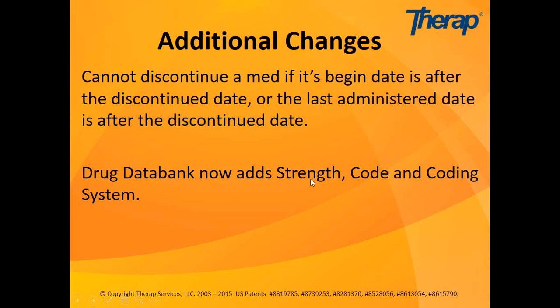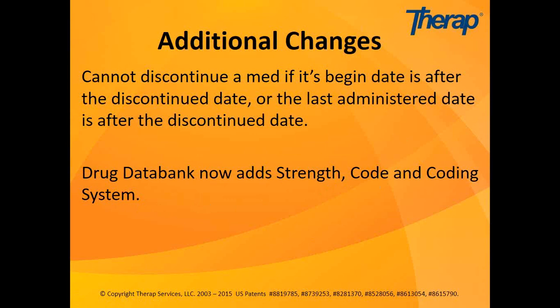The drug data bank is now going to add strength, code, and coding system automatically. When you look up a medication and you get a match in the drug data bank, whether or not you use the pharmacy interface, we're now going to link strength and the code and the coding system for that medication and fill that information out for you automatically. You can make changes to it, but if you're linking to that med, that information is going to pull with your medication. It's not just going to be the medication name and the dose and the type of medication, if it's a tablet or a capsule. So we'll give you some more information.